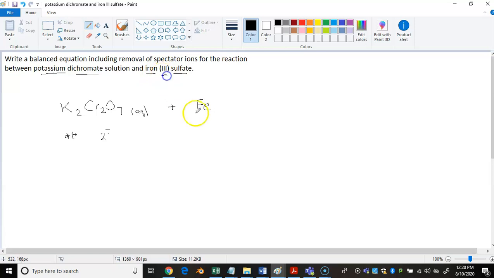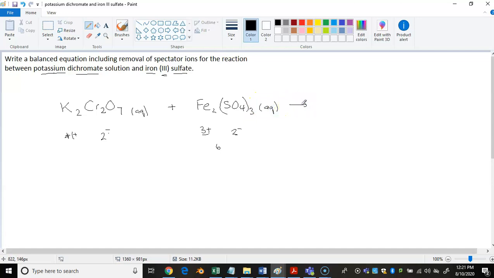I do the same thing with iron. Fe3 with the 3 in the brackets means 3 plus, and SO4 is a 2 minus ion. So the lowest common multiple of 3 and 2 is 6, so I'm going to need 2 of those and 3 of those.